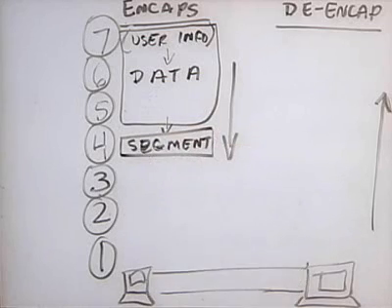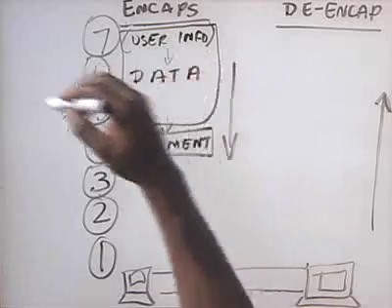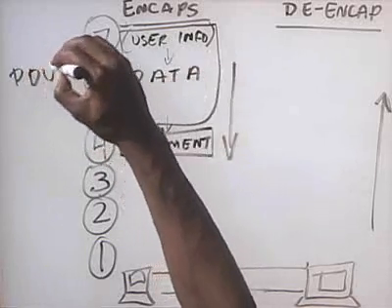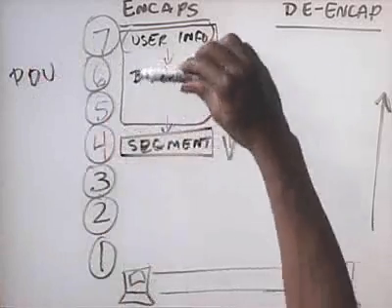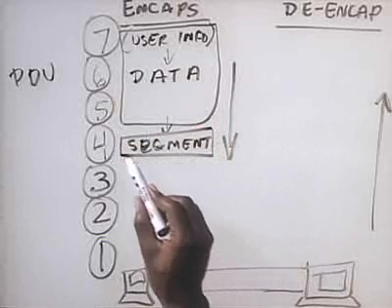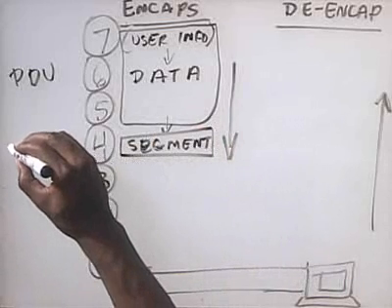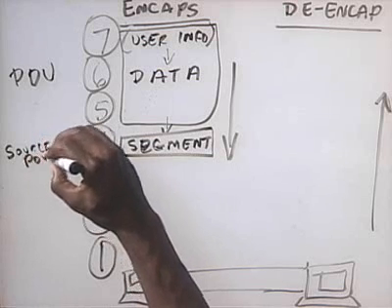It's now referred to as a segment. Another reference that you'll see this data referred to as is a PDU, or protocol data unit. This protocol data unit here is data. Now they call it a segment because it has a segment header. That segment header contains the source port and destination port numbers, as we mentioned.